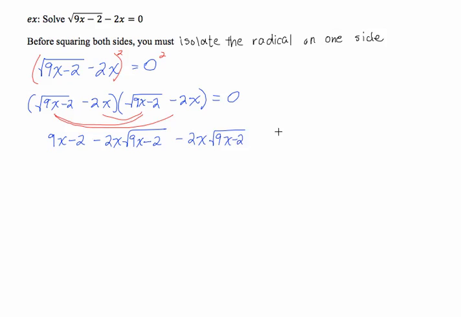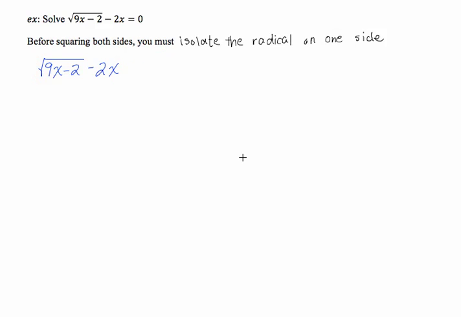Okay, so I'm going to stop right there. You would keep going on from there, but like I said, that is all incorrect. Instead, what you have to do to get rid of the radical is first isolate the radical. So first I'm going to move everything else to the other side. So the 2x, let's add to both sides to give us 9x minus 2 equals 2x.